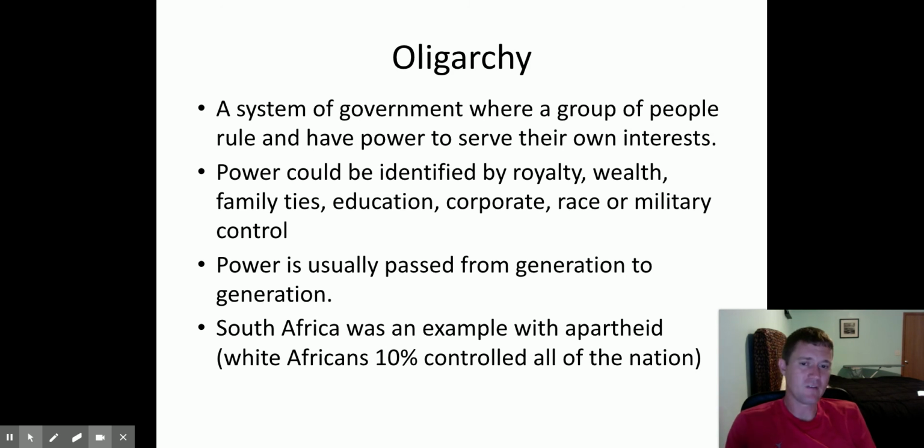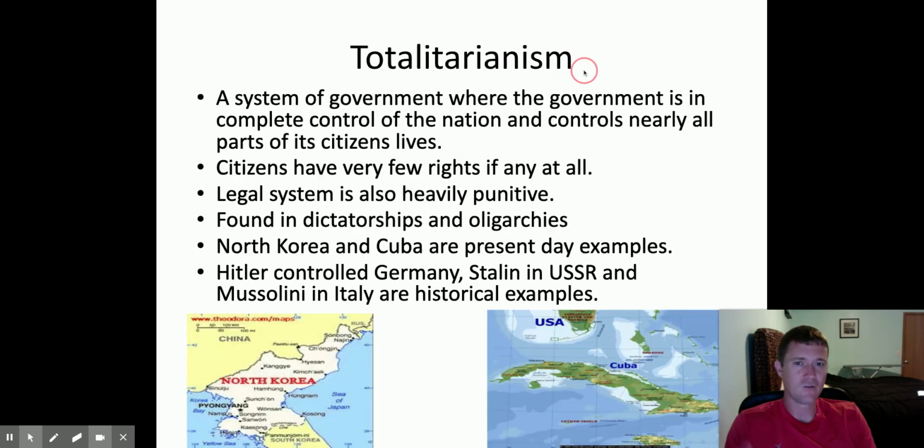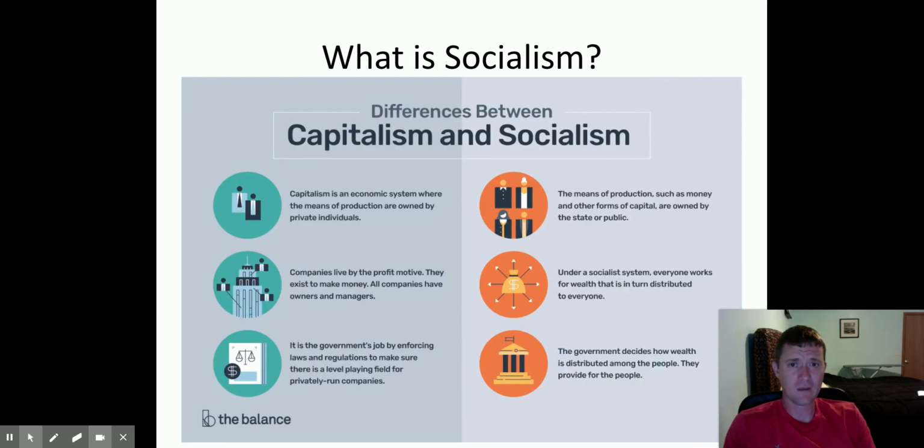The example you see on the slide here, you could argue this, but you can look back to South Africa with apartheid, where whites were the minority in South Africa and were discriminating against the majority, and the small group of whites controlled South Africa. Some called that an oligarchy at the time as well, as a historical example. So this just wraps up totalitarianism. North Korea, Cuba, Hitler, Stalin, all of these were totalitarian governments.